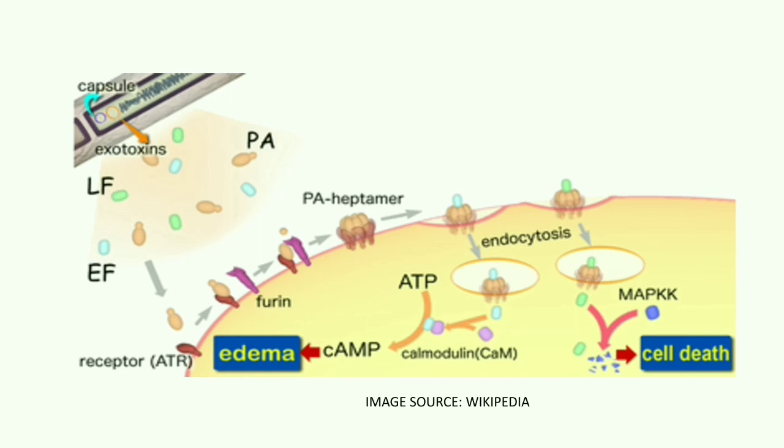Edema is seen as a pathology because it increases the cAMP in the affected cells and disturbs the cell permeability. As you can see, once the edema factor is released, it activates adenylate cyclase present in the cell membrane, which converts the reserves of ATP inside the cell into cAMP. Once cAMP is increased, it increases the water retention capability inside the cells, leading to edema. If the lethal factor is released, it causes degradation of the mitogen associated protein kinase, that is MAP kinase, which ultimately leads to cell death.